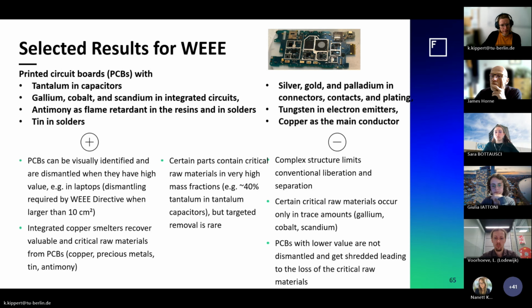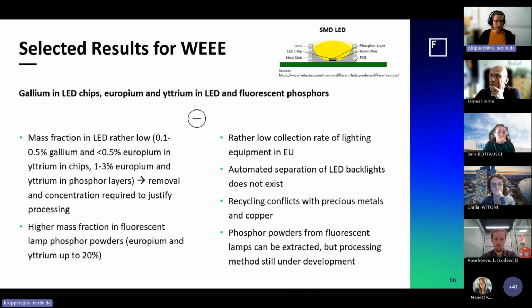The barrier side includes the complex structure that we have in PCBs, where certain critical raw materials occur only in trace amounts, and PCBs with lower value are not dismantled, and then they get shredded and the critical raw materials are lost. So I come to the last example, which is gallium in LED chips, or europium or yttrium in LED and fluorescent phosphors.